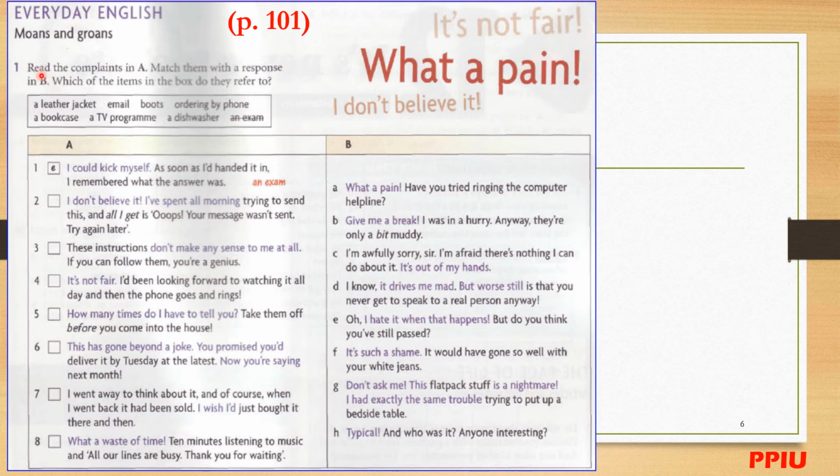Read the complaints in A, match them with a response in B. Which items in the box do they refer to? Okay, so you can use your dictionary to check the words in the box. The first one, you need to match it. For example, number one just matches with letter E, right?